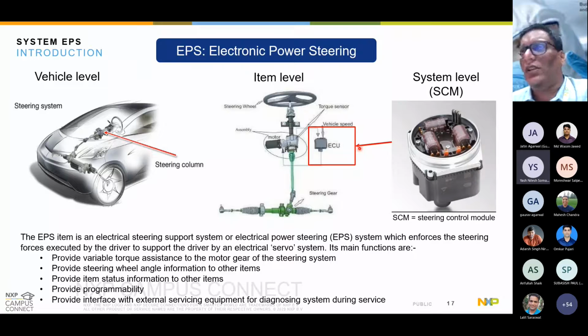So basically you turn the steering wheel in a certain direction, and depending upon the speed of the vehicle, how much force you have applied and so on, it will turn the wheels of the car. So that's the main function of electronic power steering.